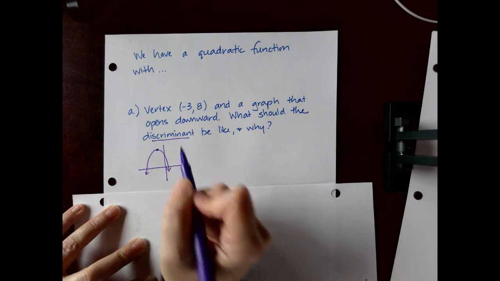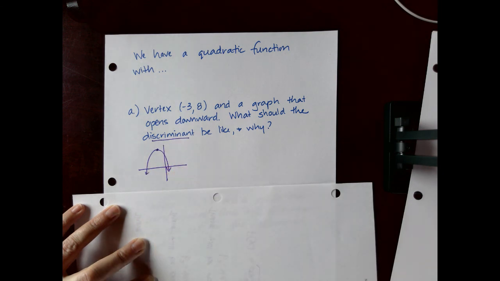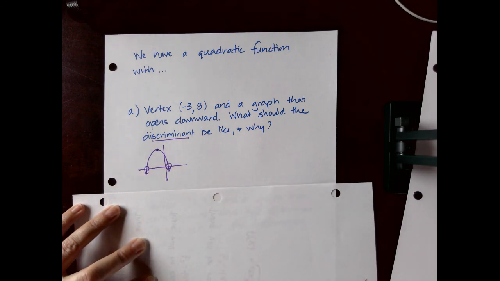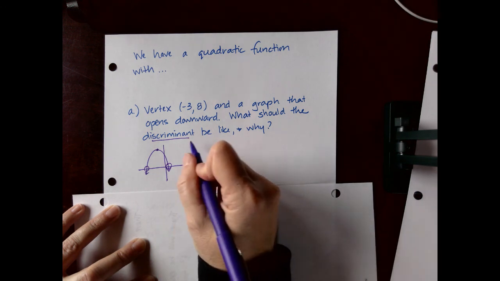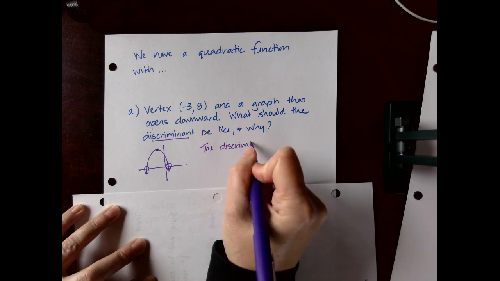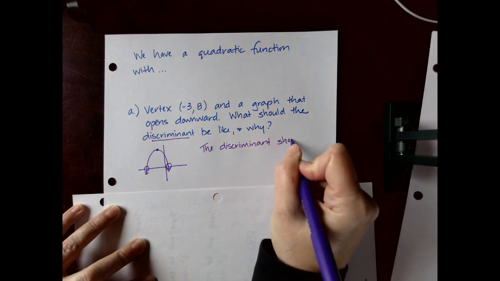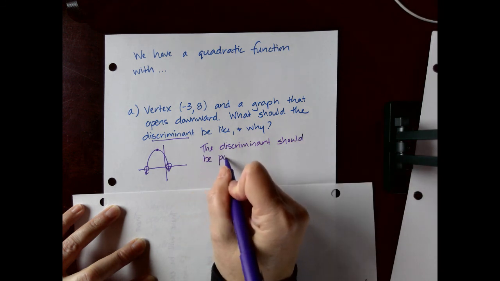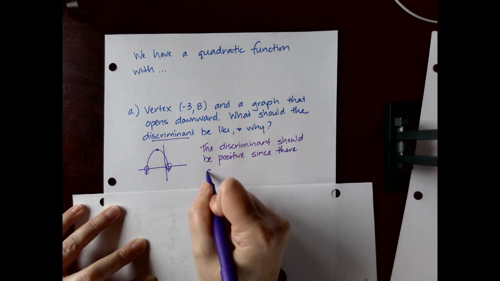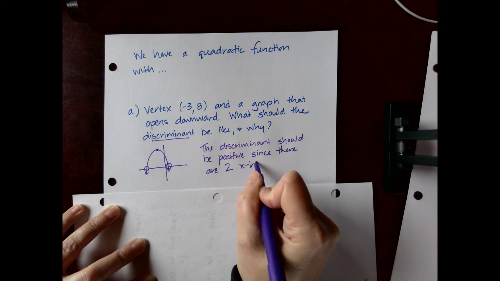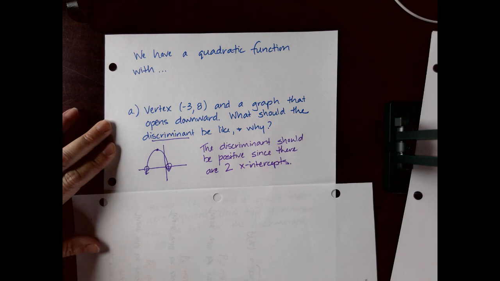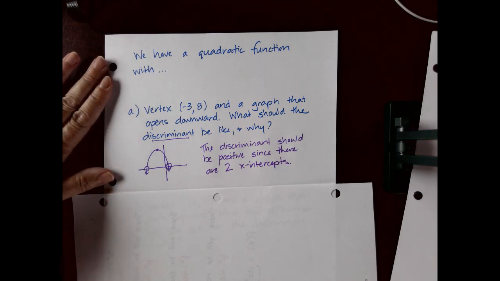The discriminant is associated with the number of x-intercepts that we have. This graph has 2 x-intercepts. And that means that our discriminant should be positive. So to make a statement here, the discriminant should be positive, since there are 2 x-intercepts. This is a concept question. There's not any real solving to do. We're trying to maneuver our way through the concepts.